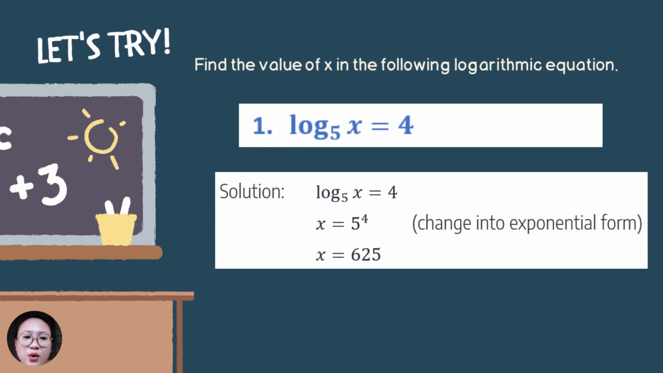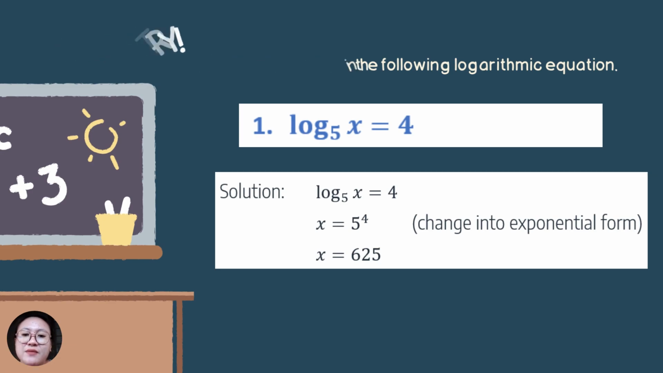Now let's try to solve and find the value of x in the given logarithmic equation. Number 1, the logarithm of x to the base 5 is equal to 4. Converting this one into its equivalent exponential form, we can solve the value of x. So the logarithm of x to the base 5 is equal to 4 can be changed into x is equal to 5 raised to 4. 5 raised to 4 is equivalent to 625. So the value of x is 625.